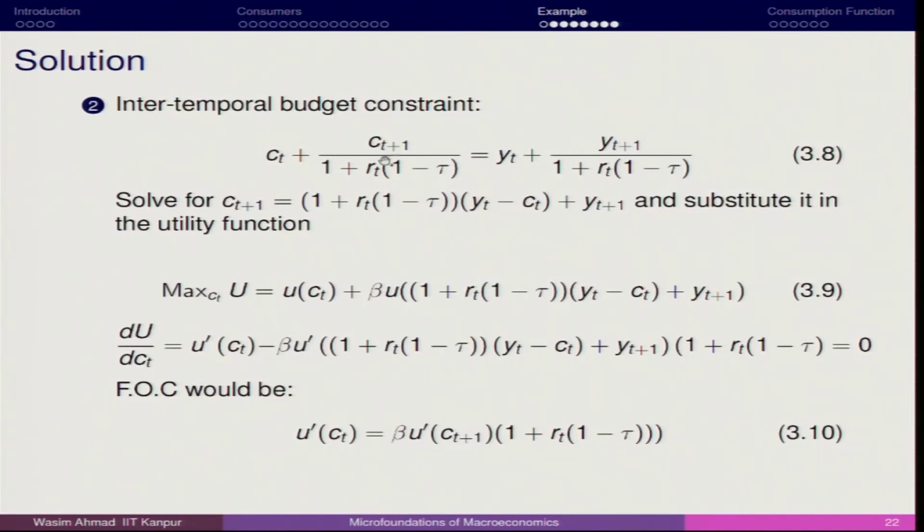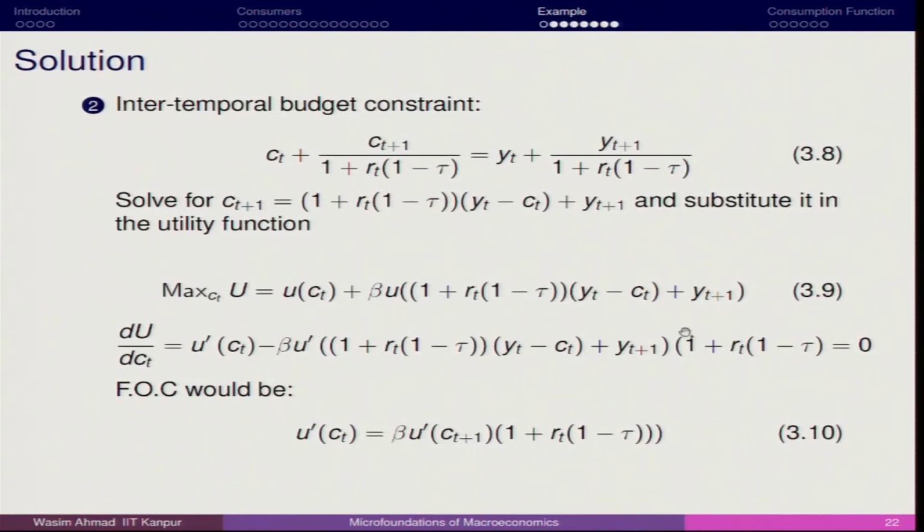So, C t plus C t plus 1 upon 1 plus R t times 1 minus tau is equal to Y t plus Y t plus 1 upon 1 plus R t times 1 minus tau. If you solve for C t plus 1, this is what we have: 1 plus R t times 1 minus tau, times Y t minus C t, plus Y t plus 1. If you substitute this here, you always have to keep in mind that when I am talking about the interest income, the tax is now imposed on the interest. So, here it is proportional tax 1 minus tau.